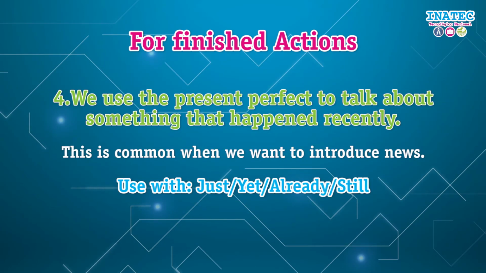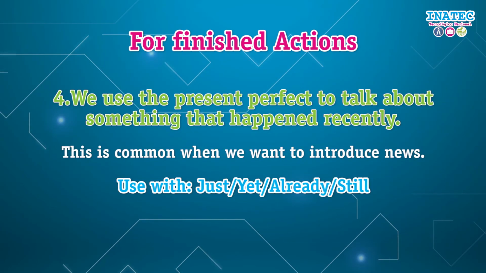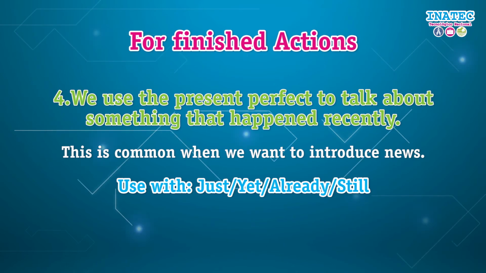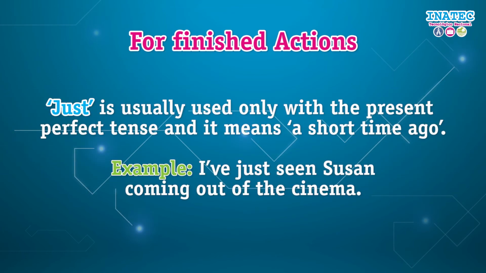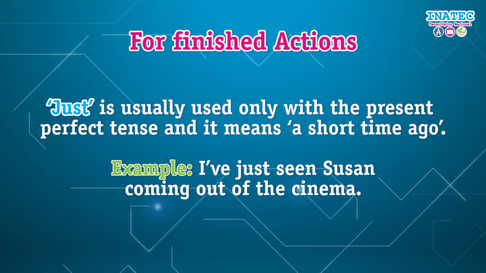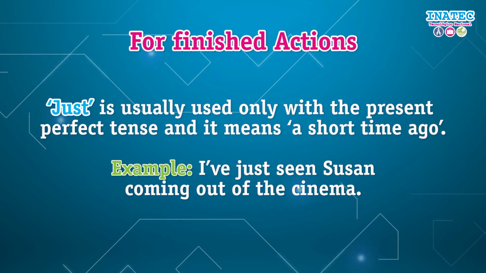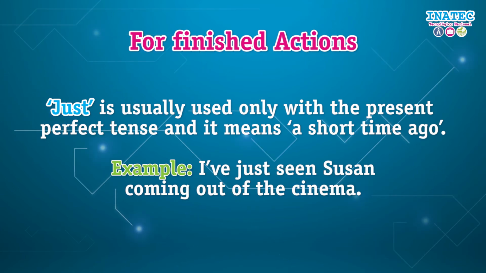4. We use the present perfect to talk about something that happened recently. This is common when we want to introduce news. Use it with just, yet, already, still. Just is usually used only with the present perfect tense, and it means a short time ago. Example: I've just seen Susan coming out of the cinema.